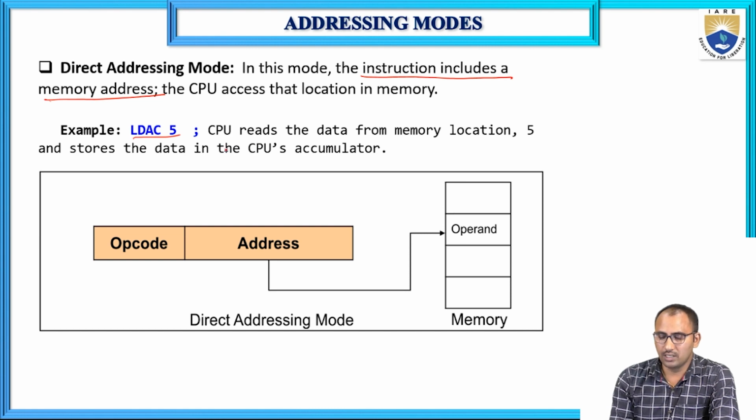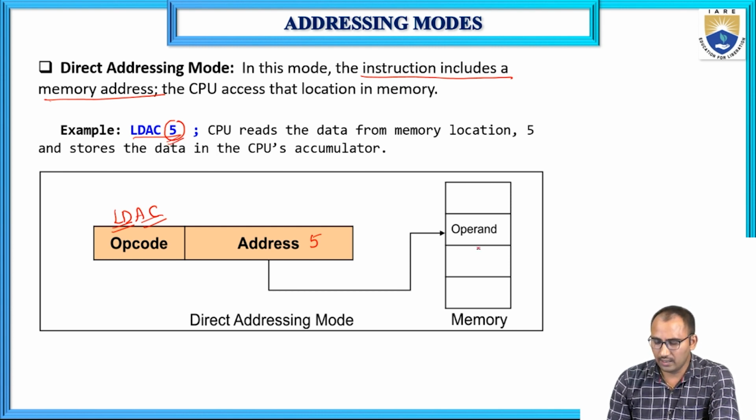The CPU reads the data from memory location 5 and stores the data in the CPU's accumulator. So in LDAC 5, this 5 is a direct address, the address of the operand. This 5 is given in the address field, and the opcode is LDAC. LD means load, AC means accumulator. That means load the accumulator with the contents of the memory whose address is specified directly.